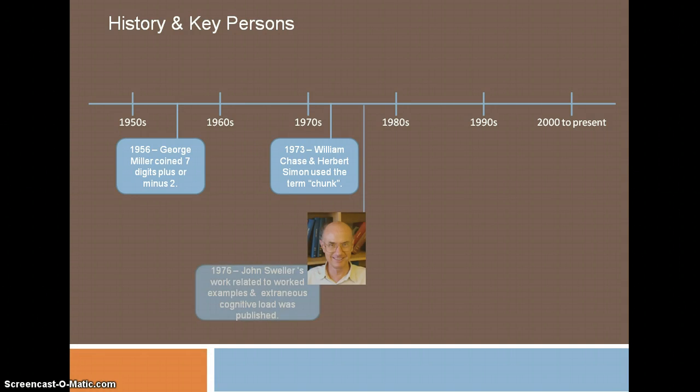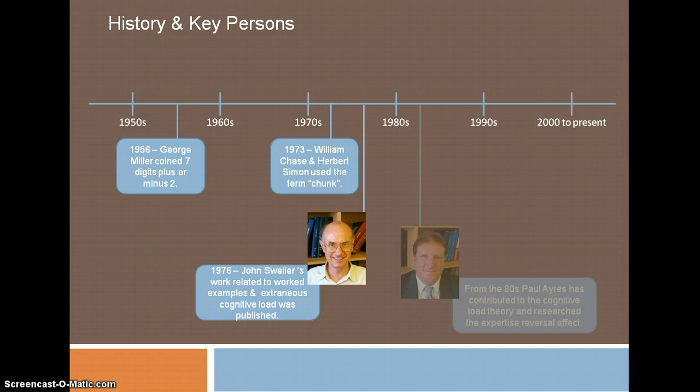It was in 1976 that cognitive load theory really took off. It was with John Sweller's study related to work examples. From this, the idea of extraneous cognitive load was a result and published. From the 1980s, Paul Ayres has contributed to the cognitive load theory and researched the expertise reversal effect.